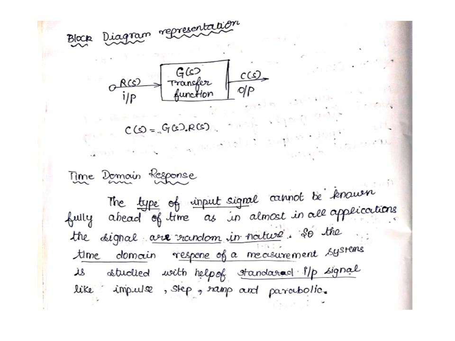Then time domain response. The type of the input signal cannot be known fully ahead of time, as in almost all applications the signals are random in nature, so the time domain response of the measurement systems is studied with the help of standard input signals like impulse, step, ramp and parabolic. So this is the exact definition of the time domain response, and this is the importance of the standard input signals which we discussed earlier.